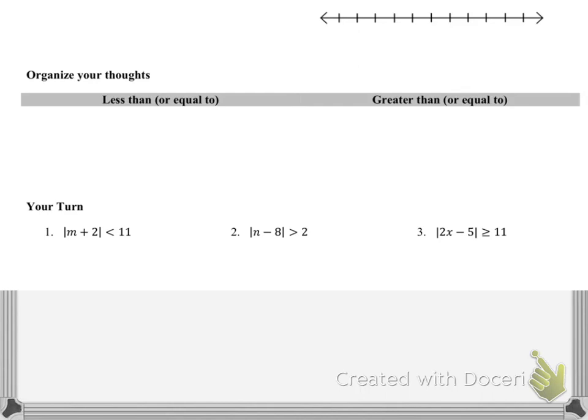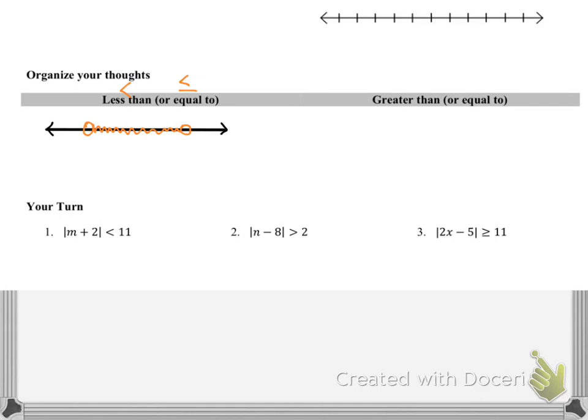I'm going to help organize your thoughts. If you have less than or equal to an absolute value like that, one thing to note is that your range of numbers is going to be in between two numbers. So if you imagine that number line again, what I mean is my range of mystery numbers is going to be between any numbers between two sets of numbers.